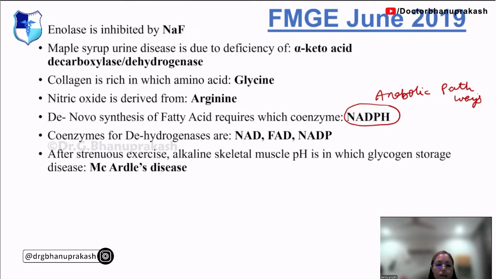After strenuous exercise, alkaline skeletal muscle pH. Alkaline means it is not acidic. Otherwise, lactic acidosis will occur after exercise. But here in this patient, lactic acidosis is not occurring. I already told you it is the characteristic feature of type 5 glycogen storage disease, McArdle's disease.